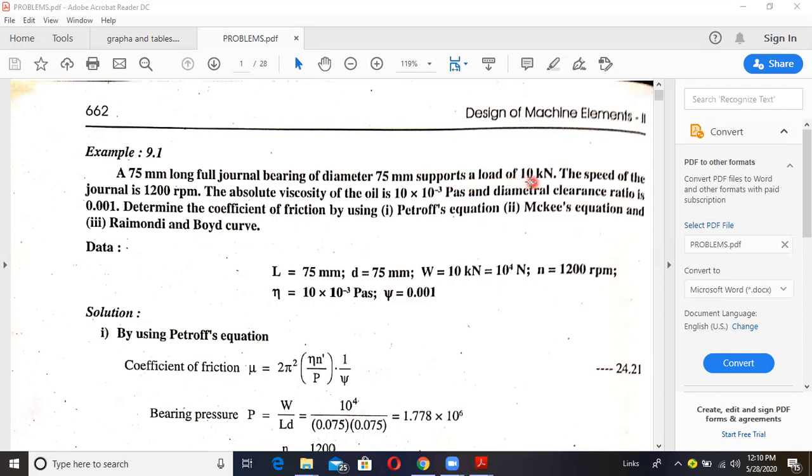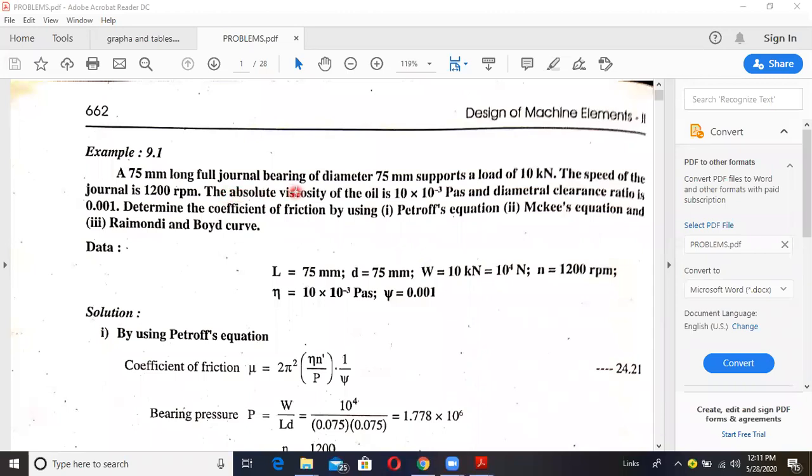The load acting on the bearing is W, which is 10 kilonewton. Converted into Newtons, that is 10 to the power of 4 Newtons. Next, the speed of the journal is 1200 rpm. The journal is rotating at a speed of 1200 rpm, so n is equal to 1200 rpm, that is small n.